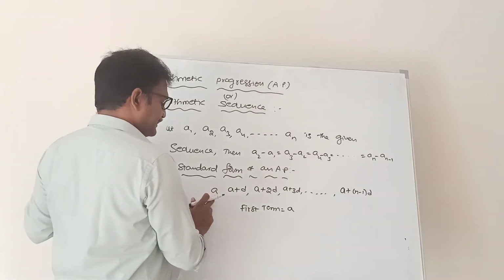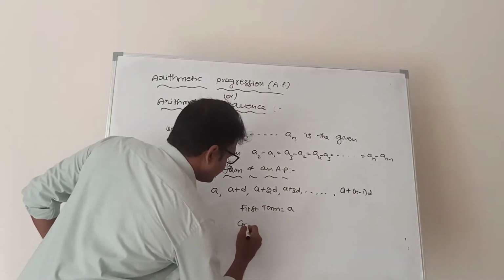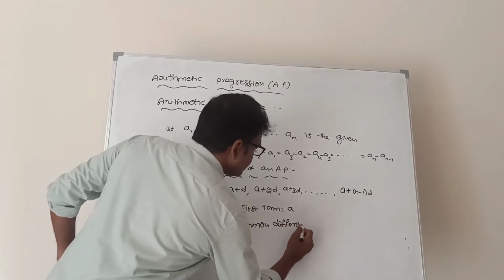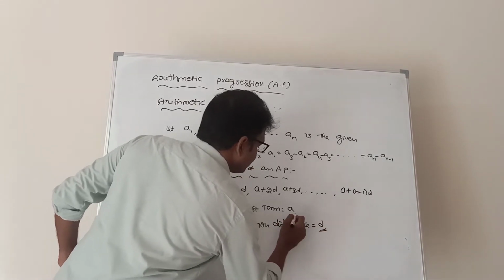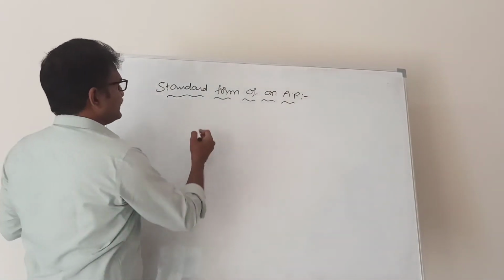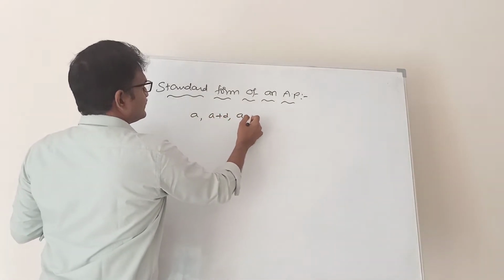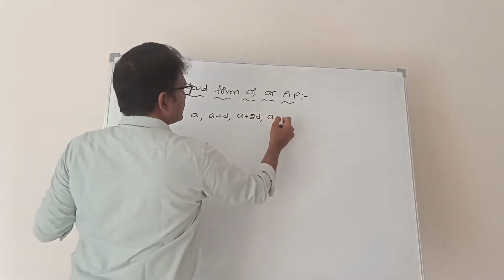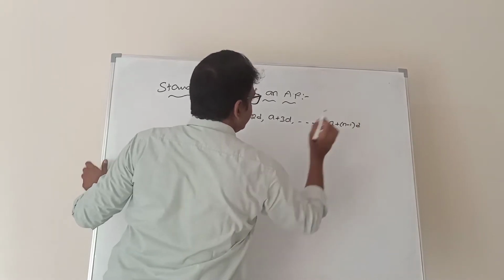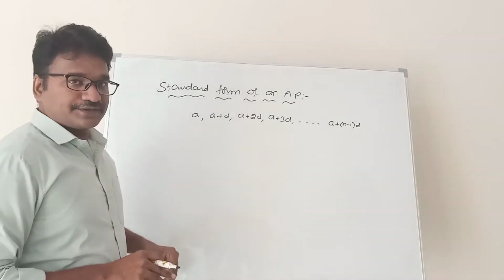In the standard form of AP, the first term we will denote with the letter A, and D denotes the common difference. Common difference we will denote with the letter D. Next, the standard form of an AP means A, A plus D, A plus 2D, A plus 3D, so on, A plus n minus 1 into D. This is called the standard form of an AP because the difference between two consecutive terms is the same.